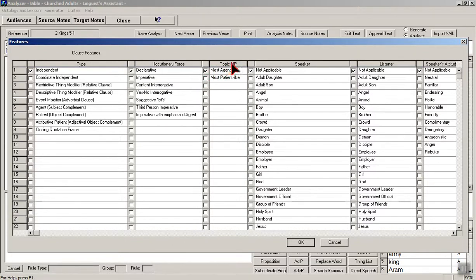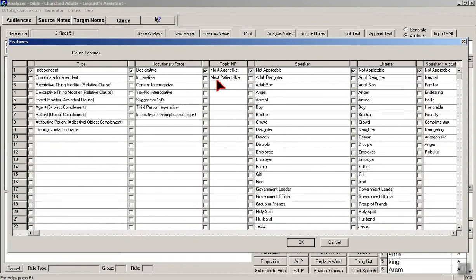The third one, topic NP: is it most agent-like or most patient-like? What that means is that the most agent-like is where it says "Paul went to the city," or "Paul took the book." So it's the ordinary way of writing a sentence. Most patient-like would be the passive: "The book was taken by Paul," because the focus is on the book. You start the sentence with that.